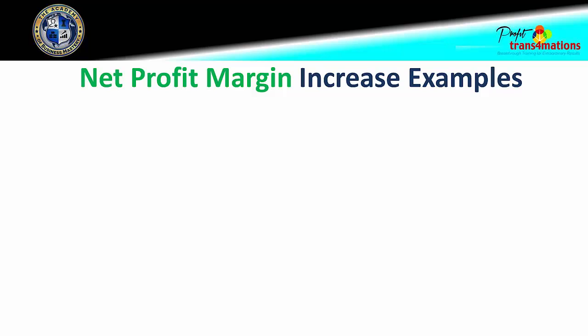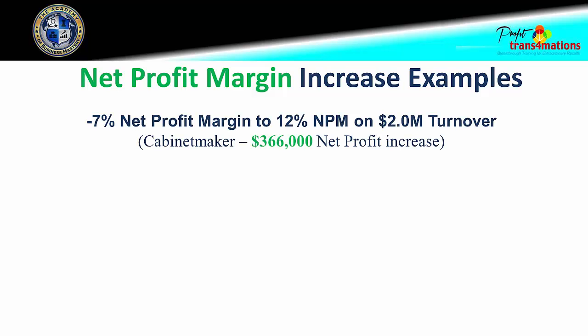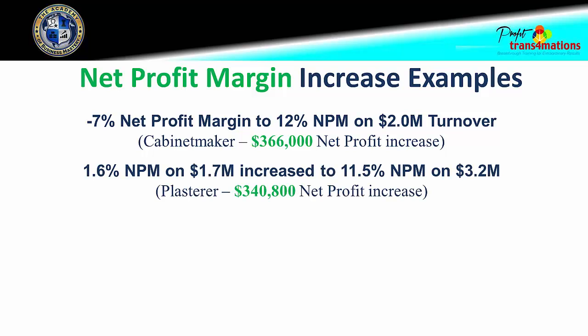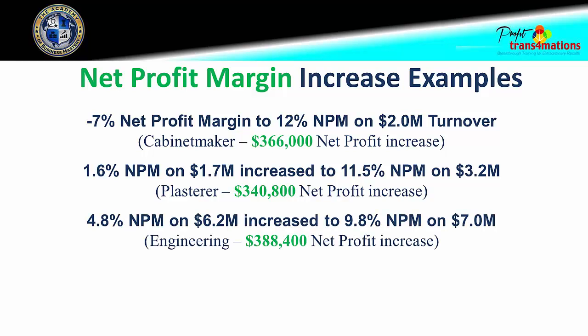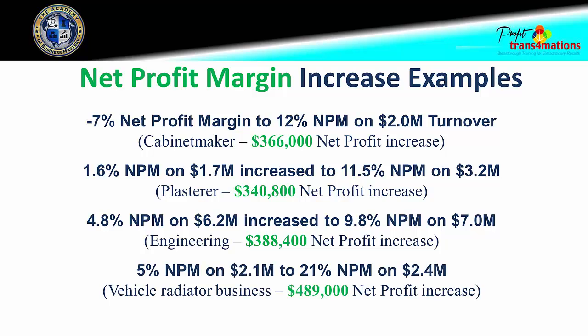Here's some more net profit margin increase examples. Here's a cabinet maker that increased his net profit by $366,000 by increasing his net profit margin from -7 to +12. Here's a plastering company that increased it by $340,000. Here's an engineering company that doubled the net profit margin and increased the net profit by $388,000. And a vehicle radiator business that increased net profit by $489,000, even though the turnover only went up by $300,000.